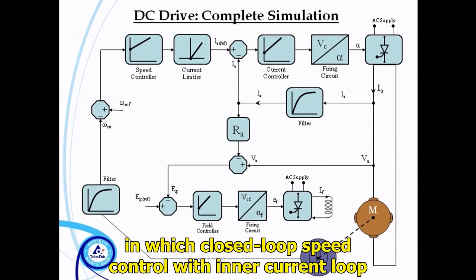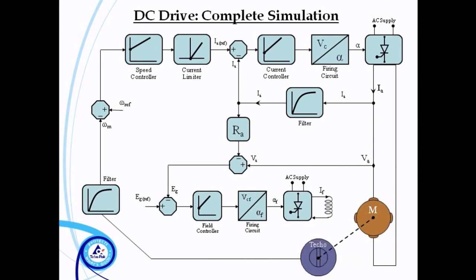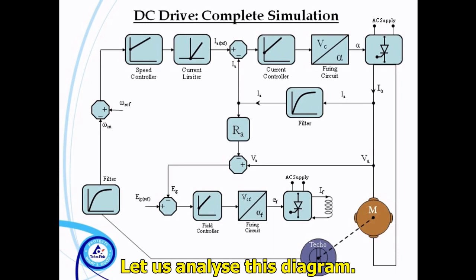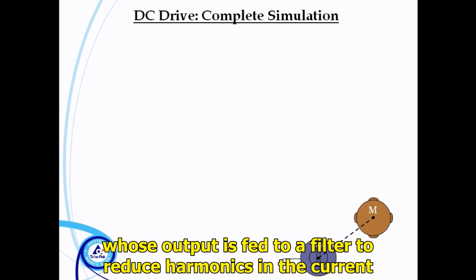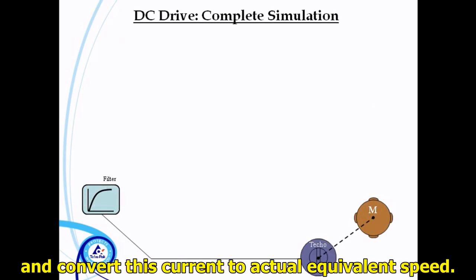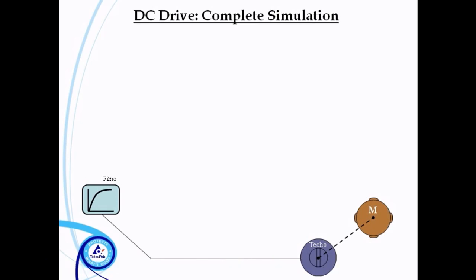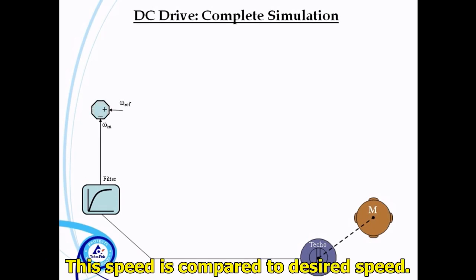This is the basic simulation of a DC drive in which closed-loop speed control with inner current loop and field weakening has been shown. Let us analyze this diagram. The DC motor is coupled to a tacho generator, whose output is fed to a filter to reduce harmonics, and convert this signal to actual equivalent speed. This speed is compared to desired speed.